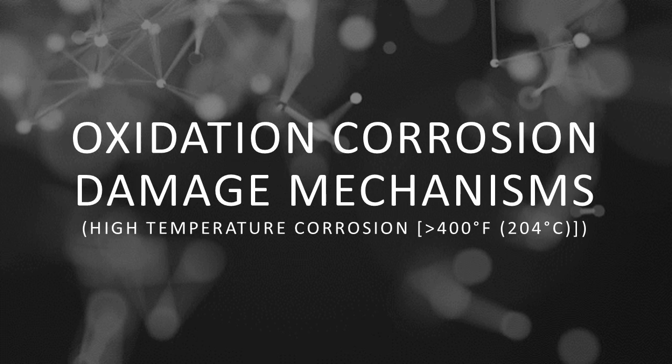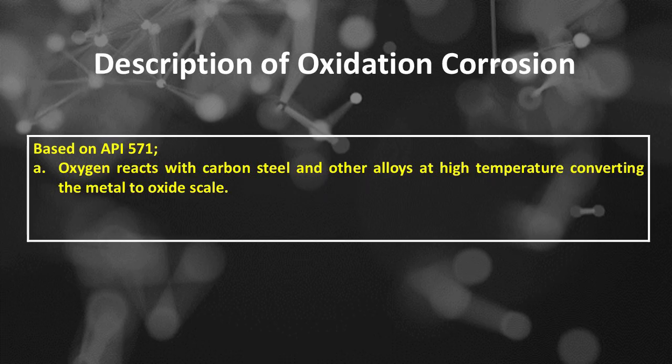Oxidation corrosion damage mechanisms as a part of high-temperature corrosion greater than 400 degrees Fahrenheit or 204 degrees Celsius. Description of oxidation corrosion damage mechanisms based on API 571. Oxygen reacts with carbon steel and other alloys at high temperature, converting the metal to oxide scale.